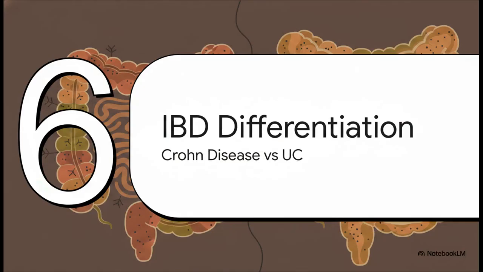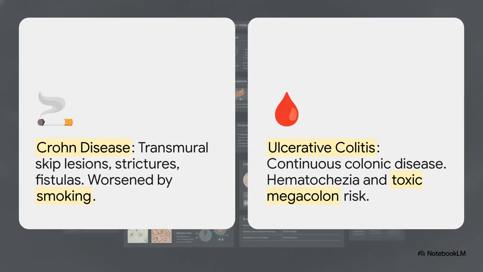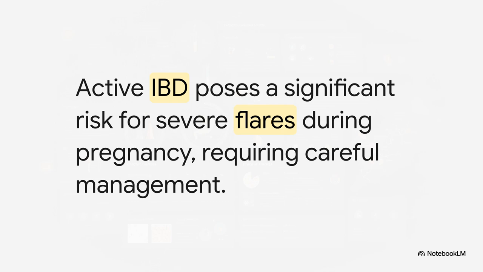Section 6. Inflammatory bowel disease. Let's directly map the transmural skip lesions, strictures, fistulas, and small bowel involvement of Crohn's disease against the continuous colonic mucosal disease of ulcerative colitis. Crohn's can involve absolutely any part of the GI tract and is significantly worsened by smoking. Ulcerative colitis, on the other hand, typically starts at the rectum, features prominent hematochezia, carries a severe risk of toxic megacolon, and mild cases are managed primarily with 5-aminosalicylic acid agents like mesalamine or sulfasalazine. Lastly, active IBD poses a significant risk for severe flare-ups during pregnancy.